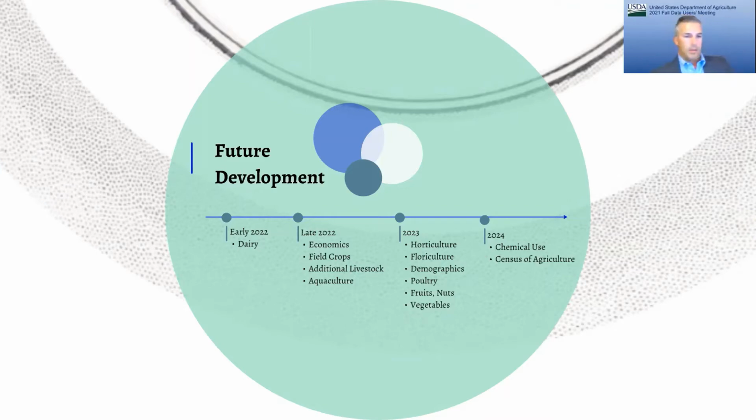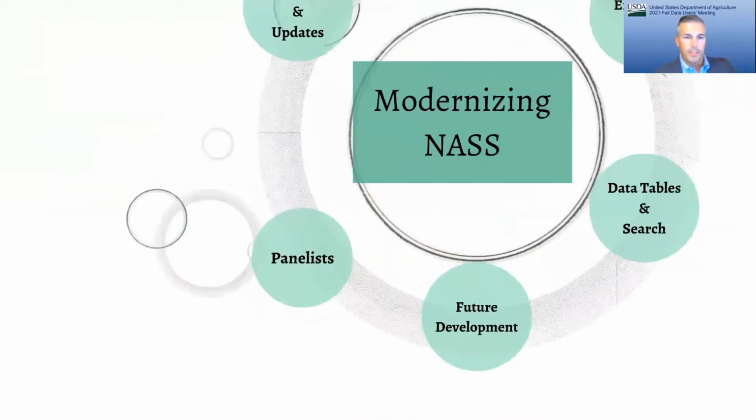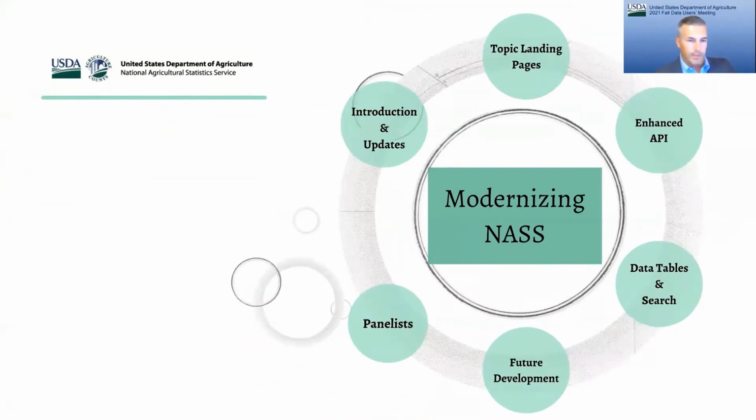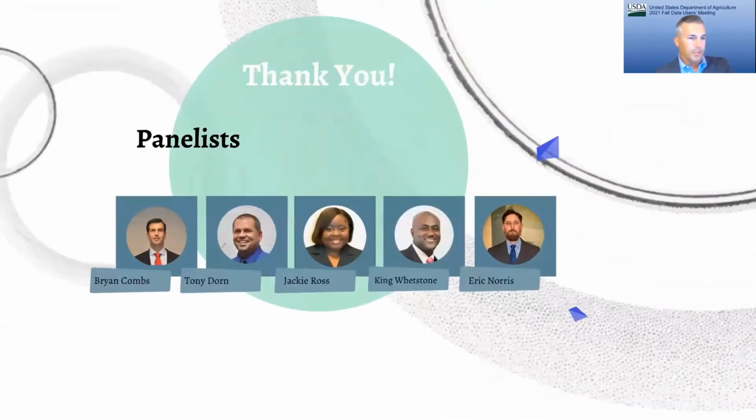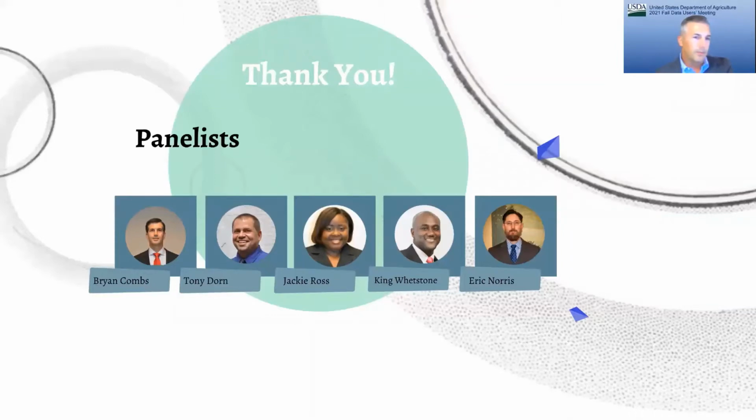I'd like to thank you for your time today, and I'd like to take a moment to introduce my fellow panelists, and then we'll open up for any questions. I am joined today by Tony Dorn, Chief, the Environmental, Economic, and Demographic Branch, and fellow project champion for this work. Jackie Ross, the head of the Data Dissemination Office and project manager for this project.